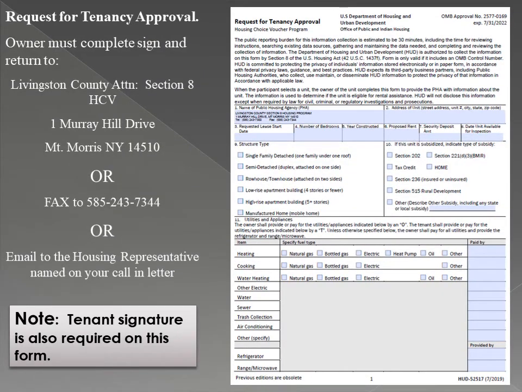Request for tenancy approval form. Once you have located a unit to rent, you will provide this form to the owner or landlord to complete. The owner will answer several questions about the rental and provide a description of the unit. This is the form that will tell us who is responsible to pay certain utilities such as electric, gas, water, sewer, etc.